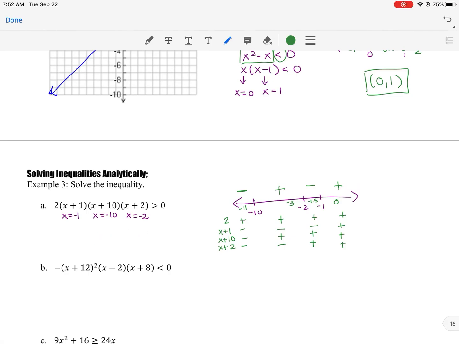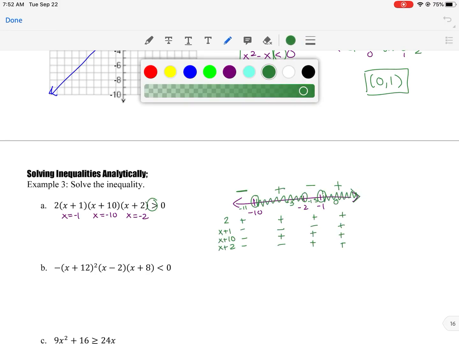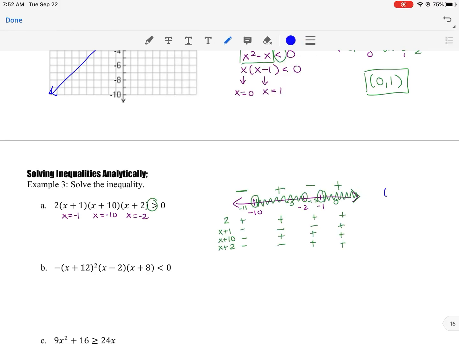Okay, so now we want the part where it's greater than. So we want the positive parts of our interval. And in this case, we're not including those points, so they're going to be open circles. So now for our answer here, we would have -10 to -2 union -1 to infinity.